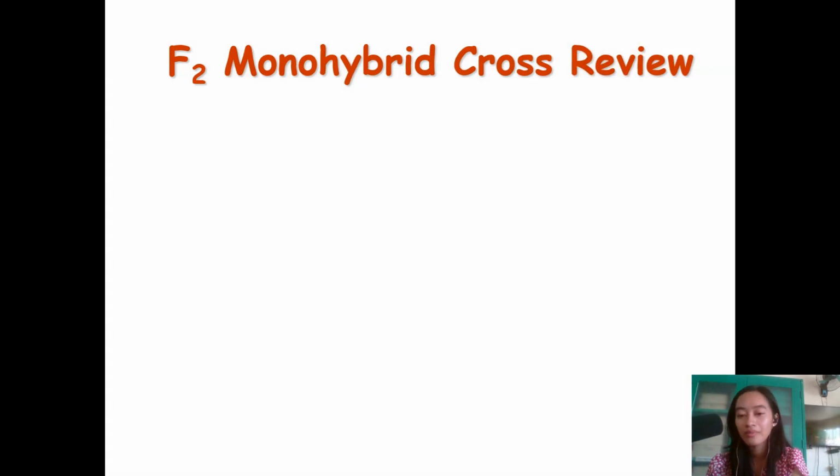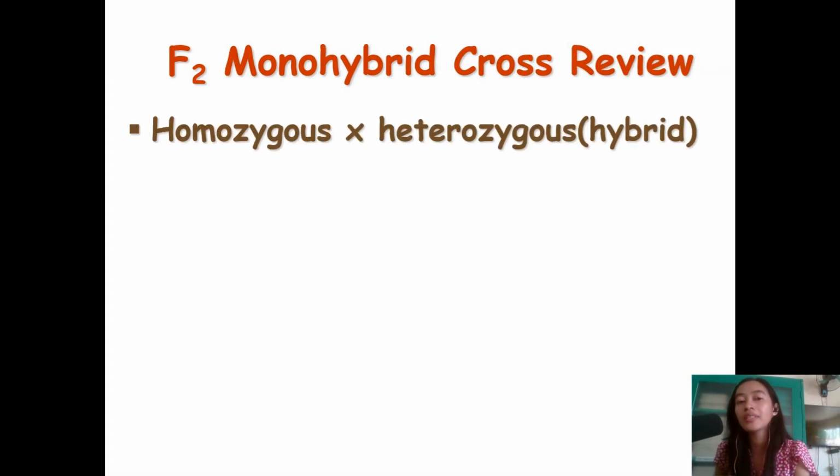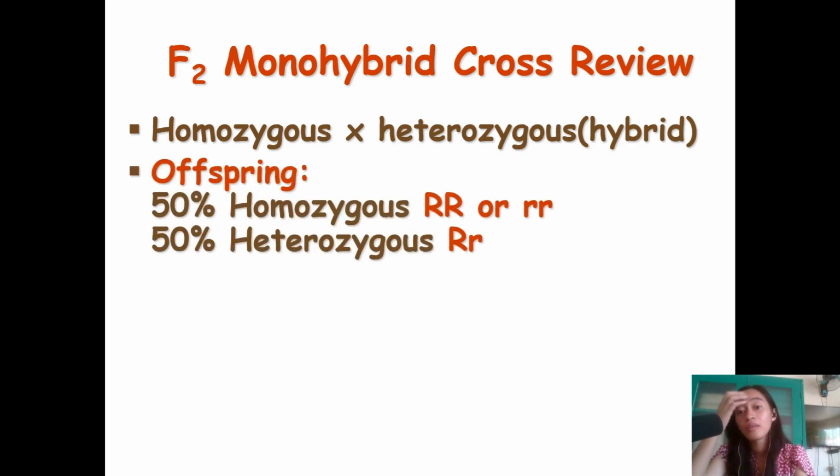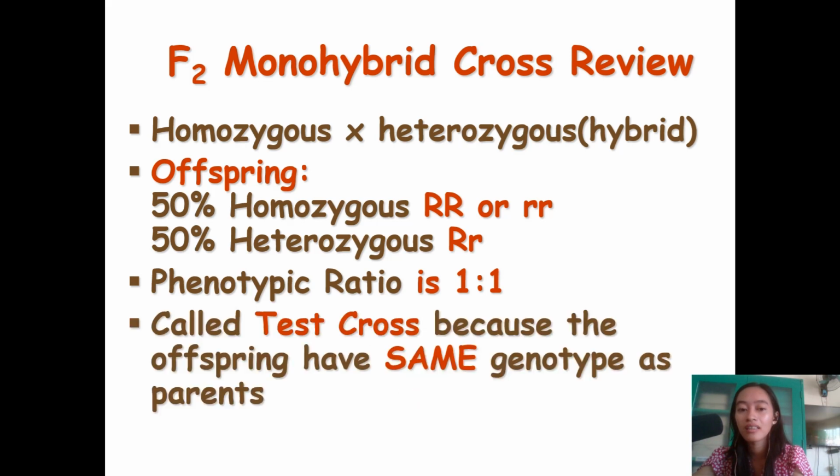Okay, proceed na ta to review. So if you mix homozygous versus heterozygous, the offspring would be 50-50. Like that. This is called the test cross because the offspring have the same genotype as the parents. So it's possible nga pure ang usa.